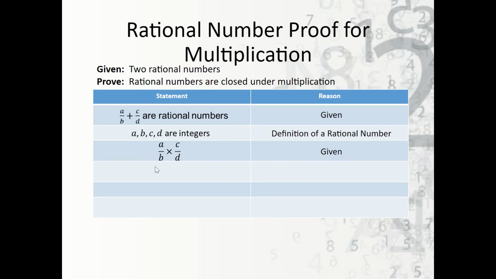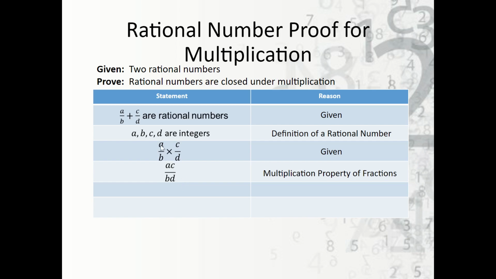Now from that, we're going to go ahead and multiply. We know that by definition, we're going to multiply directly across. So we get A times C and B times D. And that's just the multiplication property of fractions. Now, we need to determine, are AC and BD, are those integers?